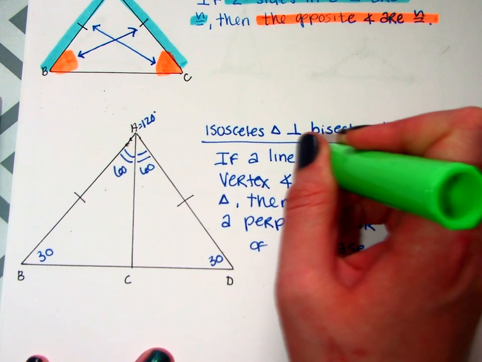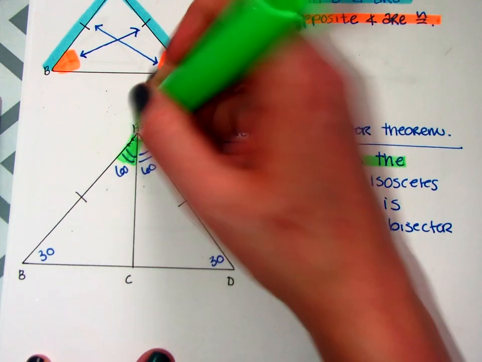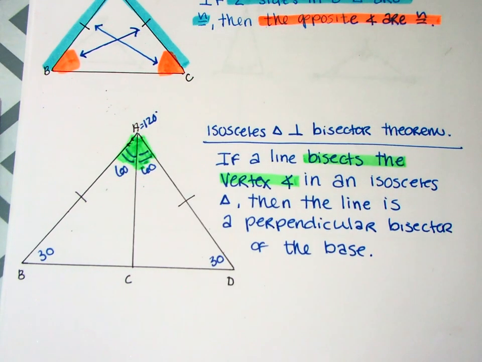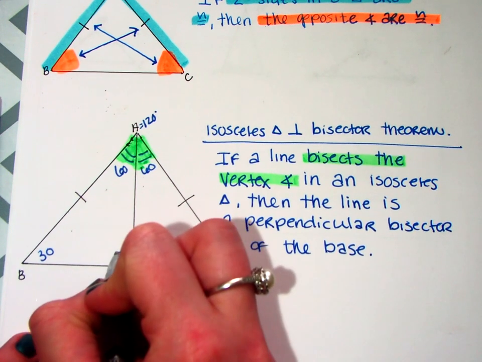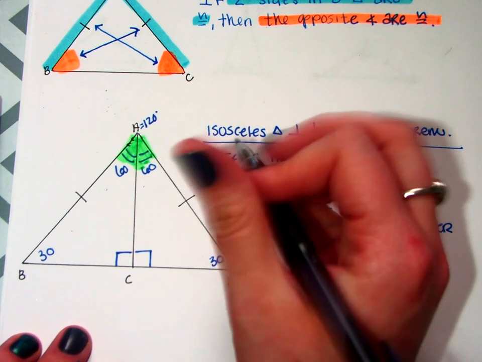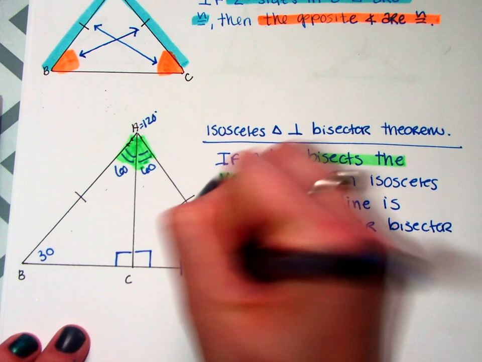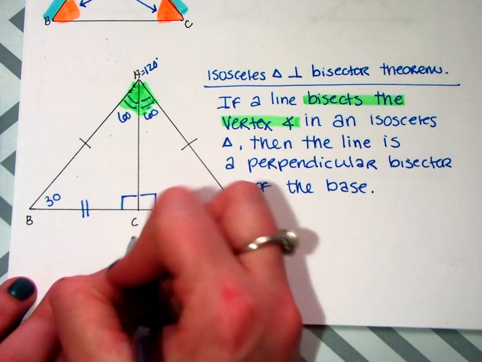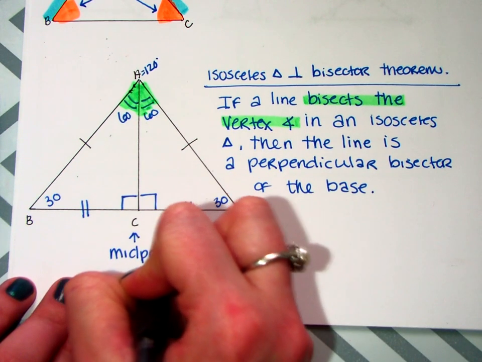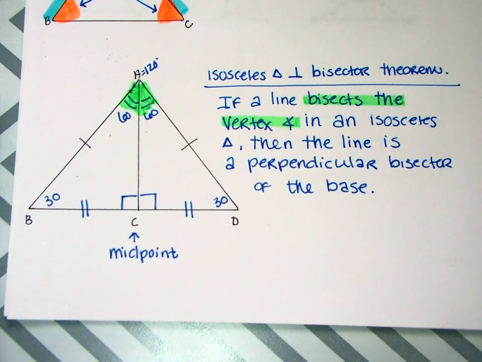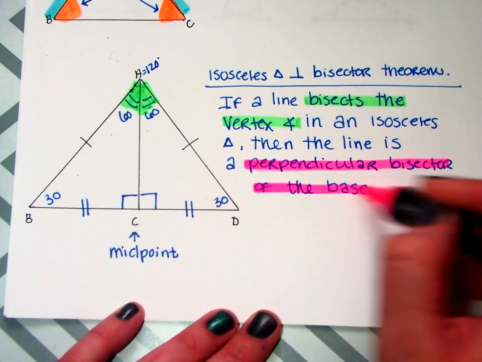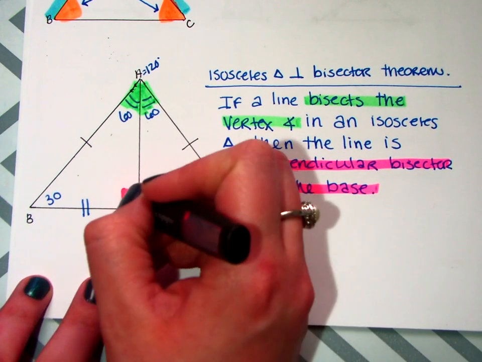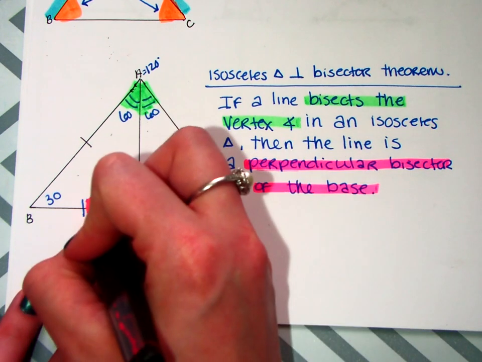So if a line bisects the vertex angle, which it did, then the line is a perpendicular bisector of the base. What that means is this angle down here will be 90, and base BD has been cut in half. So that would mean that BC is congruent to side CD, making point C a midpoint. Okay. So what you have happening in this theorem is we have a perpendicular bisector of the base. Perpendicular meaning the 90 degrees are being formed. Bisector meaning these two sides are equal.